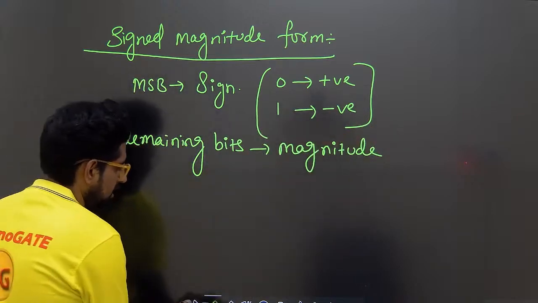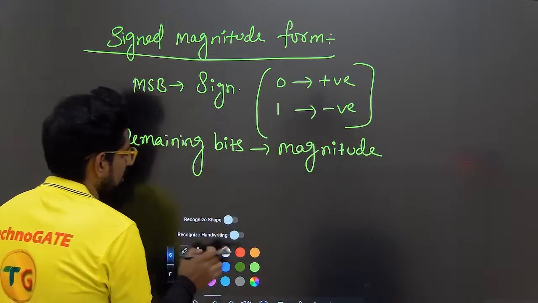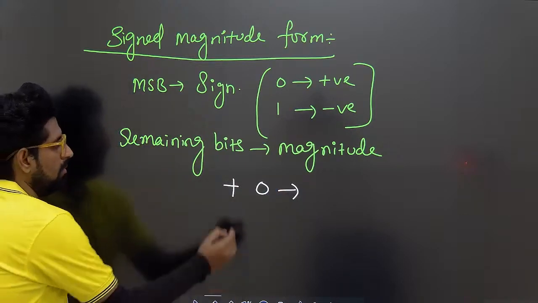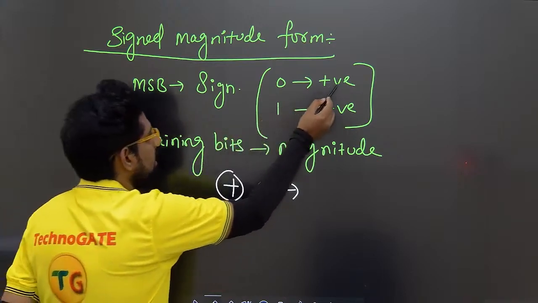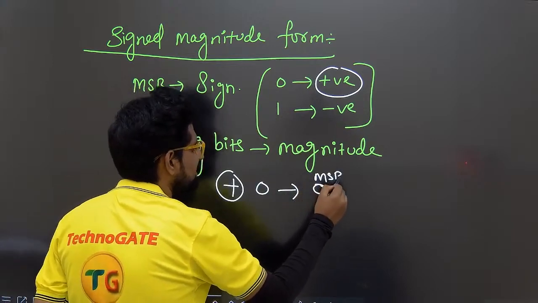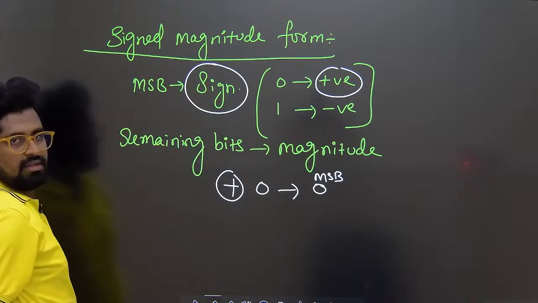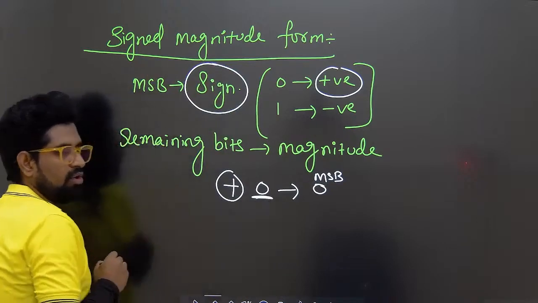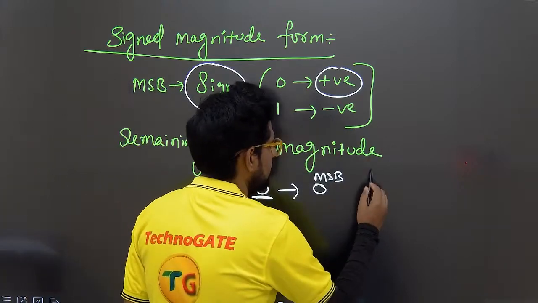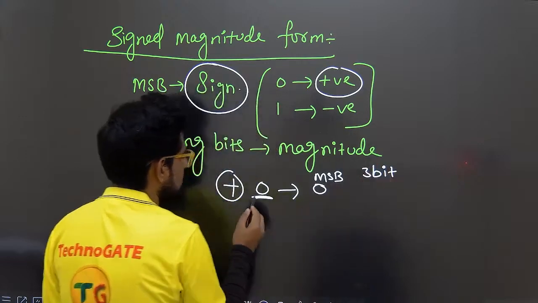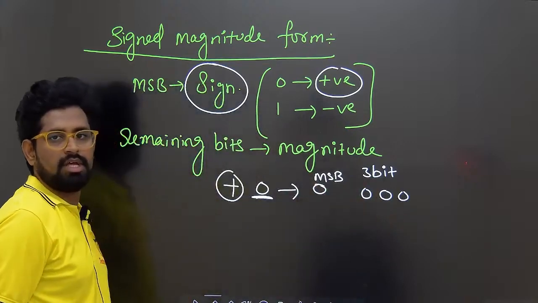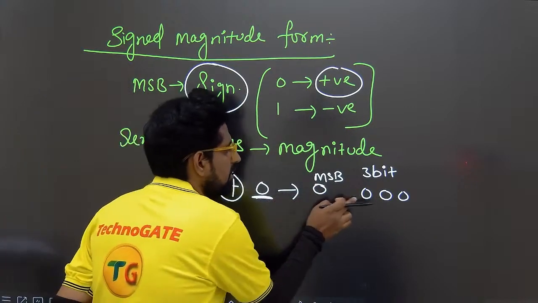For example, I want to represent the number plus 0. Plus means sign, positive means I need to write a 0. The MSB always points to the sign, and the remaining bits point to the magnitude. Let us suppose I am writing in 3-bit format. 0 can be represented as 0, 0, 0. So plus 0 here is 0, 0, 0, 0.